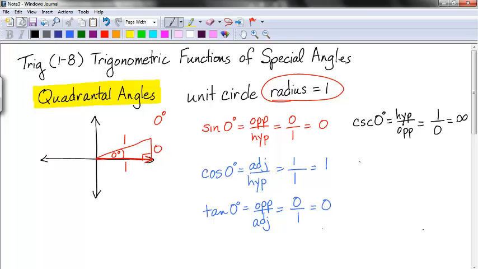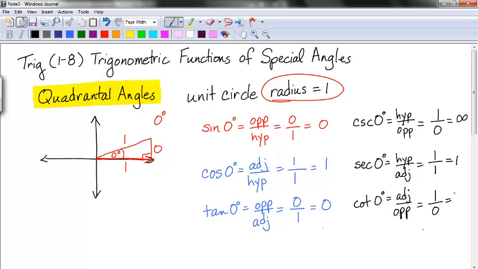Reciprocal of cosine is secant. So secant of 0 degrees is the hypotenuse over the adjacent. So the hypotenuse is 1, the adjacent's 1, and that's 1. And then cotangent. Cotangent of 0 degrees is adjacent over opposite. So the adjacent is 1, the opposite is 0, and you can't divide by 0, so that's infinity.